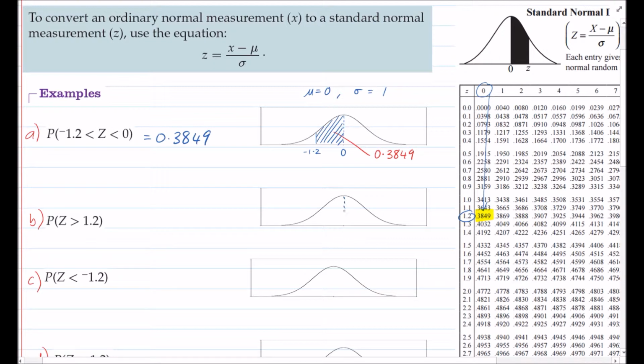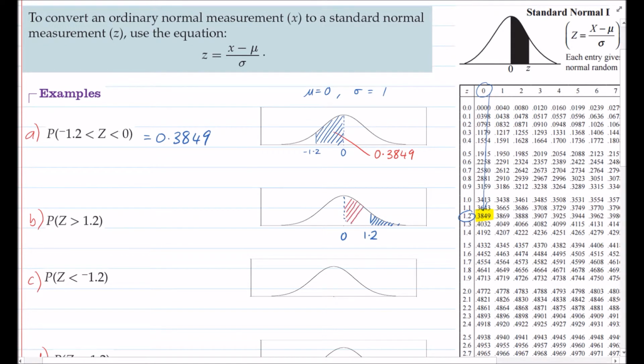Alright, so we're looking at the probability that z is greater than 1.2, so we put the mean in again, and we put in a value of 1.2, and we're looking for the area above 1.2, because it says where z is greater than 1.2.